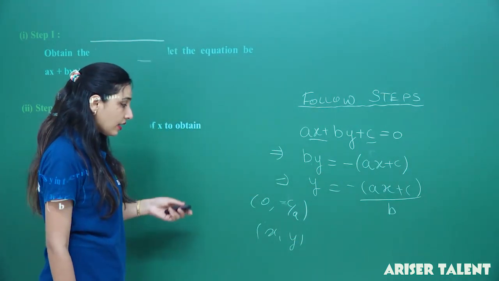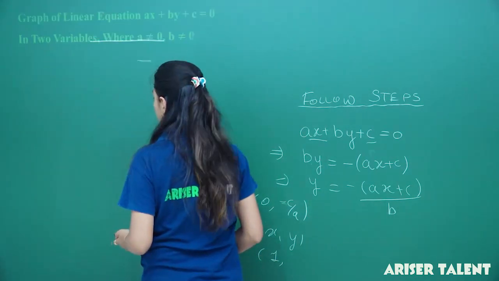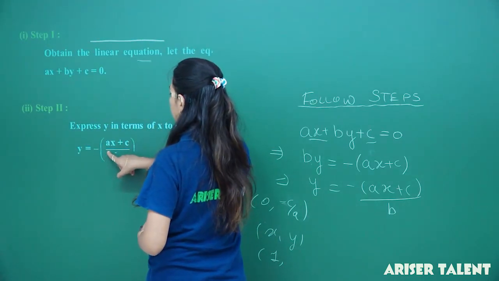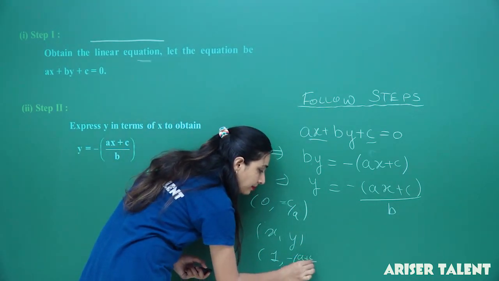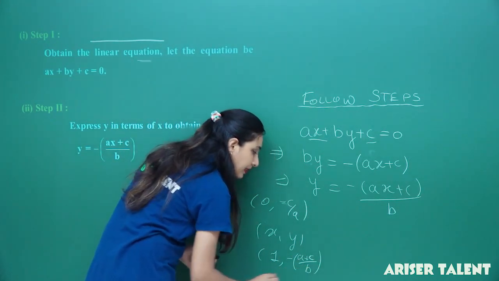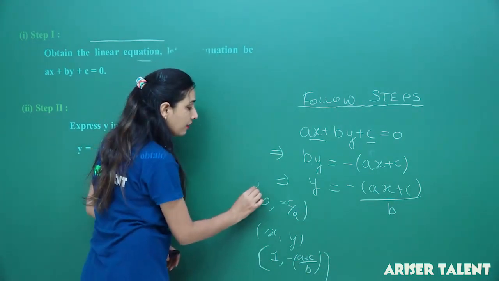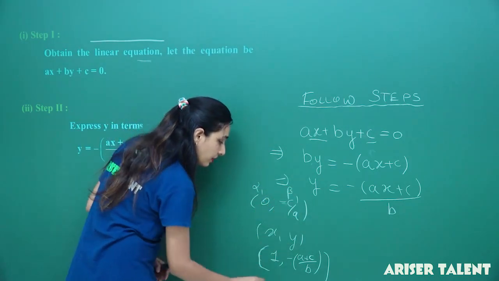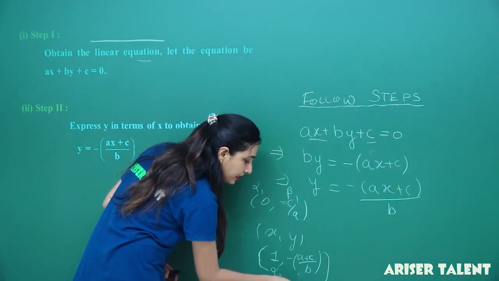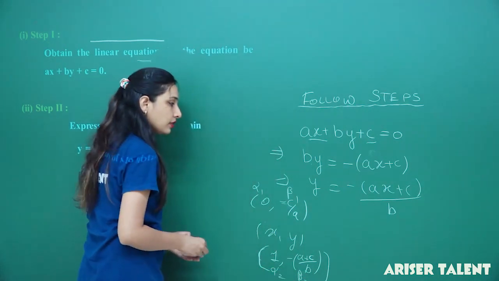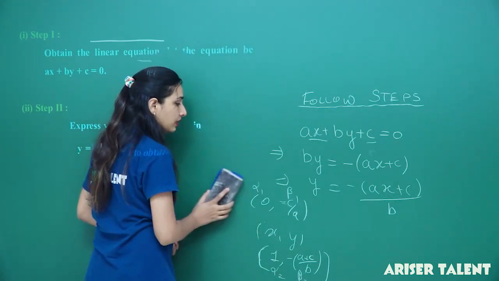Now if I take the value of x equals to 1, here I am getting the value equal to minus of a plus c, by b, okay. So these are my x, y values. This is alpha 1, this is beta 1, this is alpha 2, this is beta 2. Right students? So this is the way we'll find them out. We'll talk about this later.